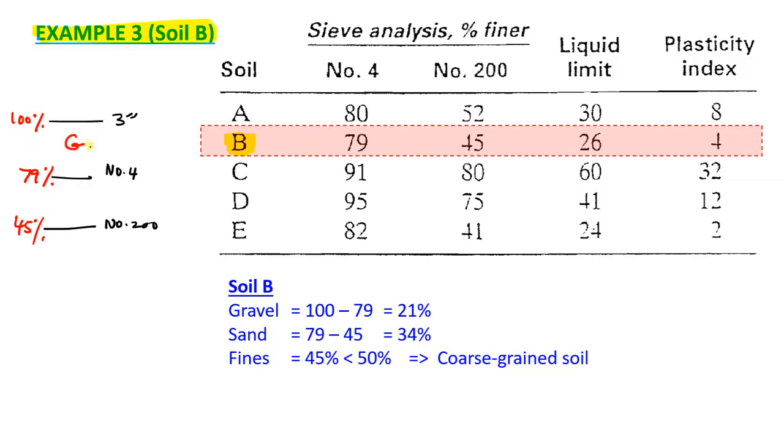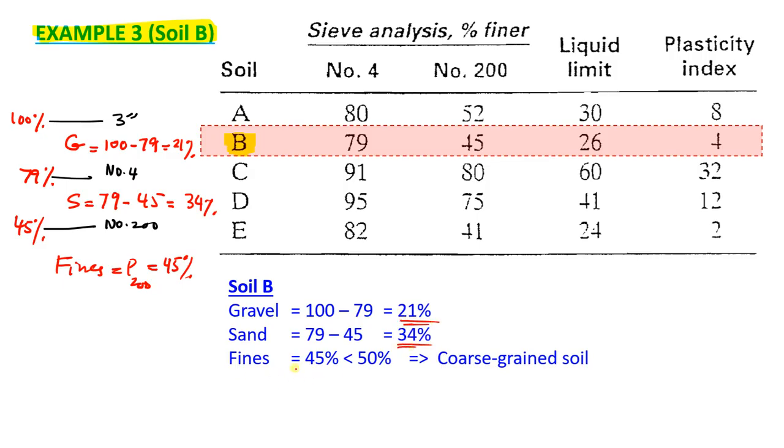So our gravels are going to be 100 minus 79, which is equal to 21%, and the sand is going to be 79 minus 45, which is equal to 34%. The fines are always passing the number 200 sieve, and this is equal to 45%. So here is a summary: gravels are 21%, sands are 34%, and fines are 45%. This time fines are less than 50, so this soil B is coarse grained soil.